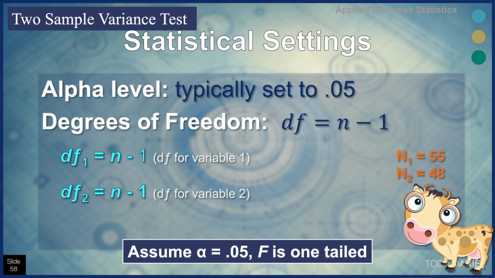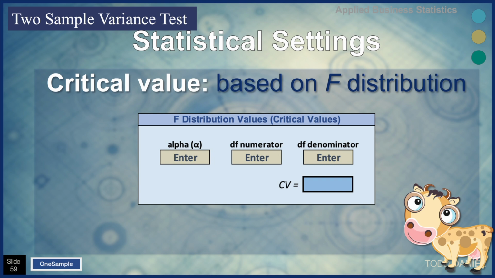So it has the degrees of freedom within and degrees of freedom between. In this case, because we have two samples, we'll be using those 2 degrees of freedom based upon sample sizes. So for instance, the first sample will have n minus 1 as its degrees of freedom. The second sample, n minus 1 as its degrees of freedom. So what we will do is in the 2 sample tab, look for this box that says F distribution values, critical values, and let's enter these numbers in order.